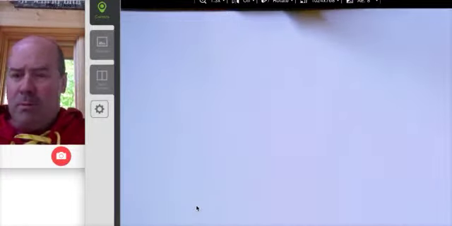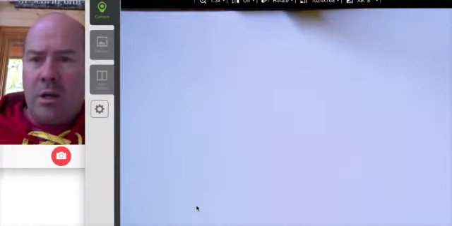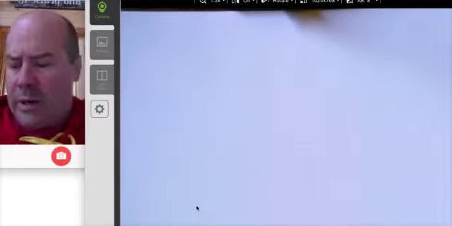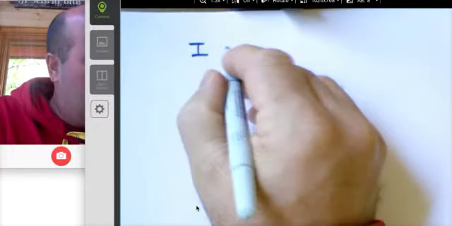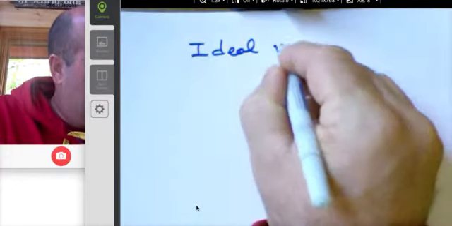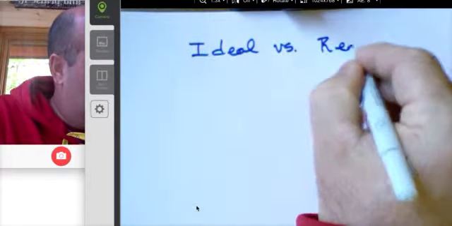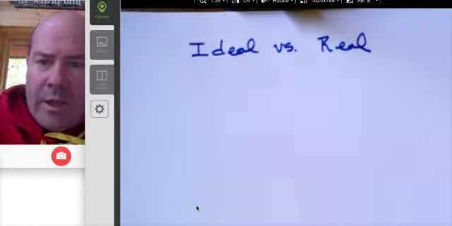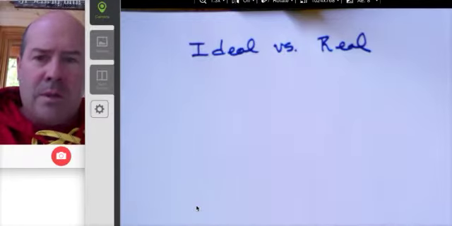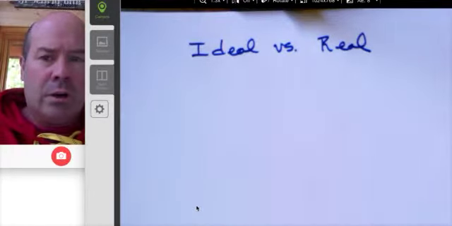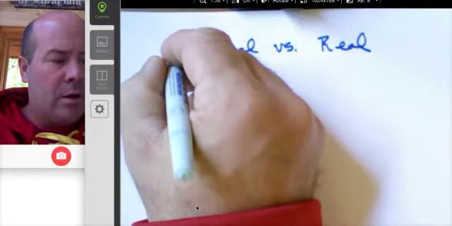Hello, thermal people. Today we're going to talk about the difference between a real Rankine cycle and an ideal Rankine cycle. Ideal versus real. We need to know that they exist and what the difference is. When we talk about cycle analysis, I will ask you the difference between ideal and real. So put a little star there.